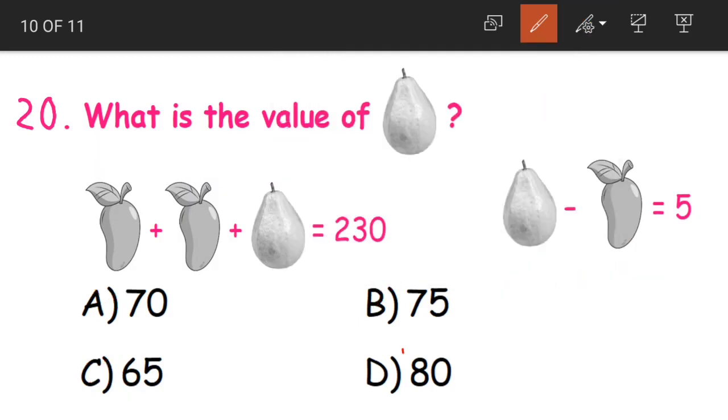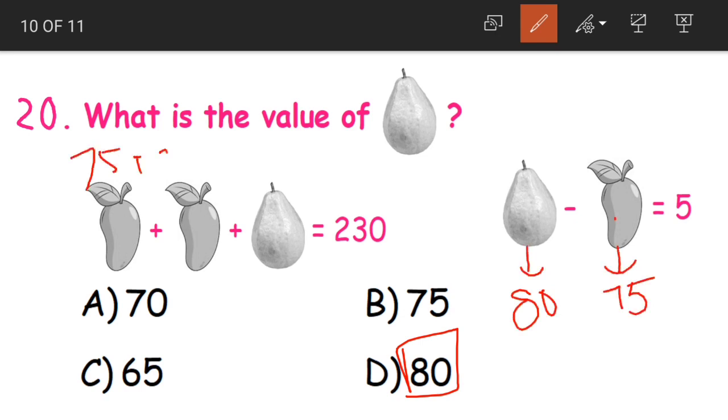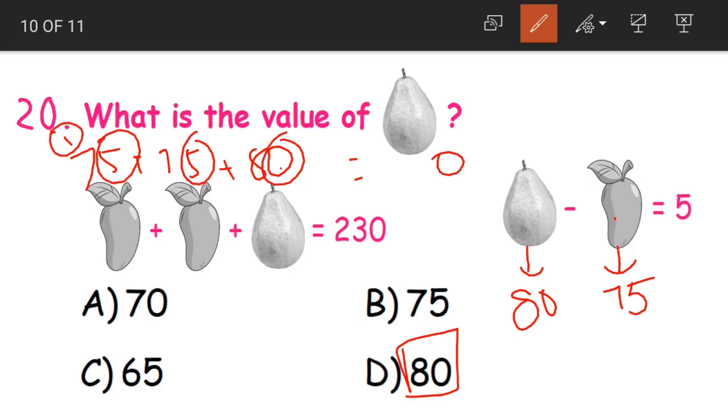What are we left with? We are left with option D, 80. Pear is 80 and mango becomes what? 80 minus 5, 75. Let us add 75 plus 75 plus 80. 5 plus 5, 10. 10 plus 0, 0 here, 1 carry. 10 plus 0, 10, 0 here, 1 carry. 1 plus 7, 8. Yes, 8 plus 7, 15. 15 plus 8 is equal to 23.